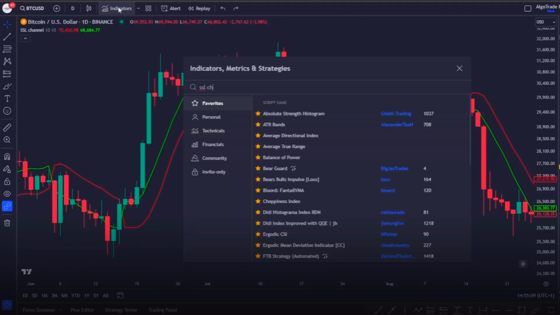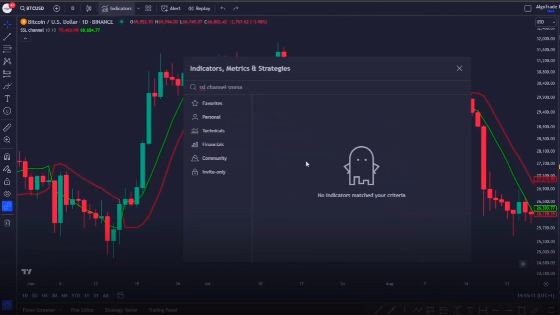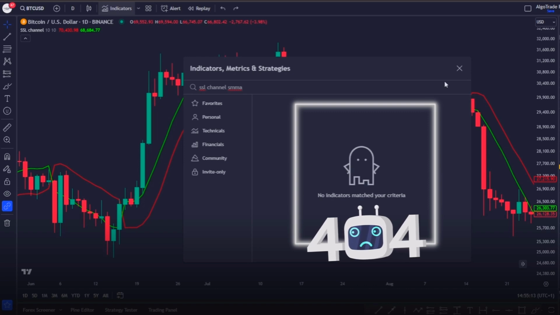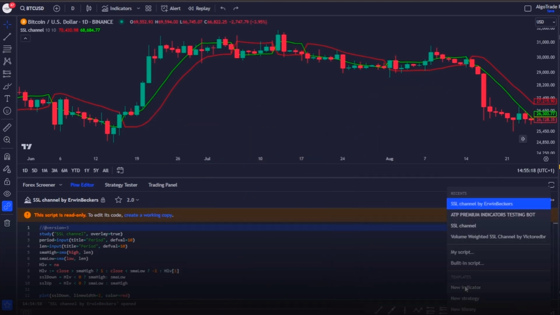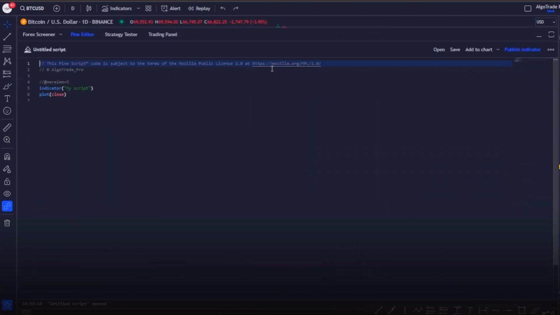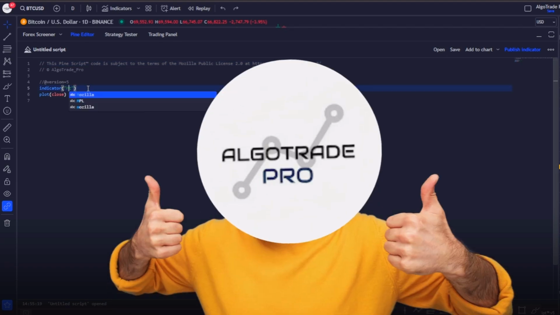If I search for SSL channel with SMMA on TradingView, there isn't such an indicator available. Thus, I will code it myself. I will create a new indicator and code an SSL channel with this calculation method, and I will be right back.